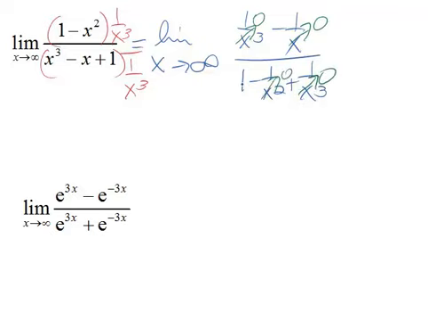Now, if this 1 had not been here and we would have been dividing by 0, we would not have been able to do this. We would have needed to come up with some other way. But because the numerator ends up 0 and the denominator ends up 1, our limit ends up 0.